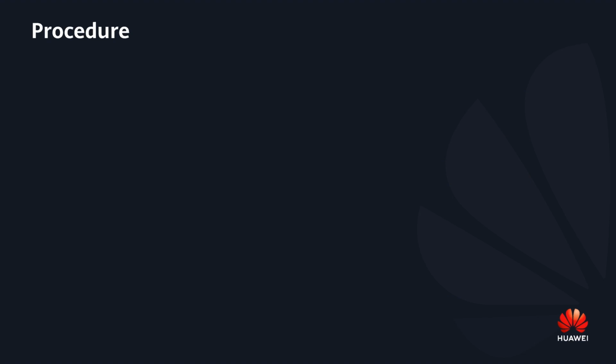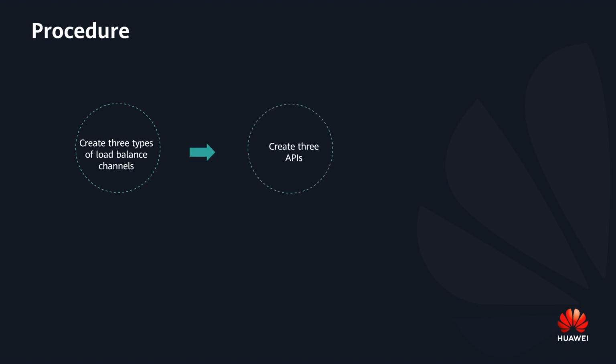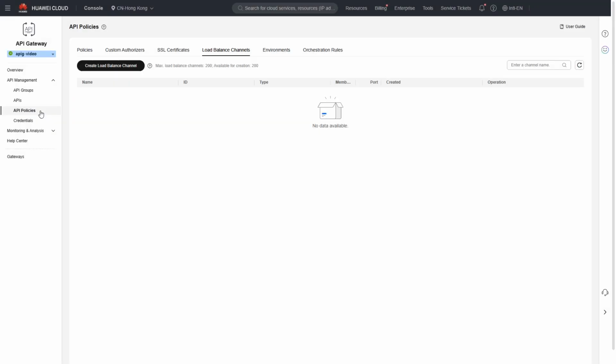Creating load balance channels involves the following steps. 1. Create 3 types of load balance channels. 2. Create 3 APIs with simple authentication. 3. Debug APIs. Here's a step-by-step guide. Step 1. Create 3 types of load balance channels.